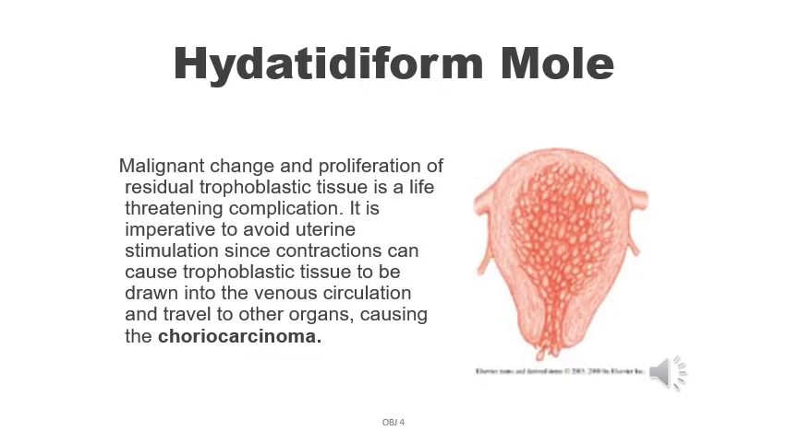Okay, so hydatidiform mole can have malignant changes and proliferation of residual trophoblastic tissue. This is a life-threatening complication. It is imperative to avoid uterine stimulation since contractions can cause trophoblastic tissue to be drawn into the venous circulation and travel to other organs, causing choriocarcinoma. So this gestational trophoblastic disease may undergo malignant change with rapid spread to distant sites such as the lung, which is the primary, vagina, liver, kidney, and brain.